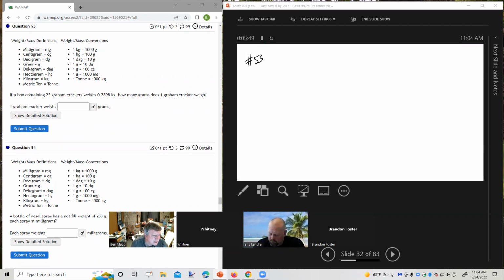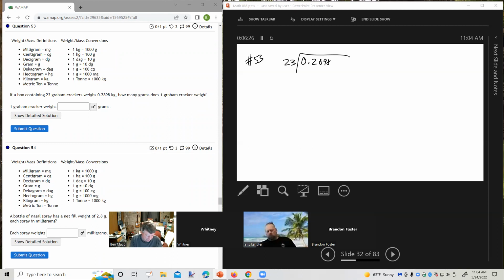53. The box containing 23 graham crackers weighs 0.2898 kilograms. How many grams does 1 graham cracker weigh? All right, so now we know the total weight of all 23, and we want to know the weight of 1. So if we take 0.2898 kilograms, we can convert it into grams first or second. I'm going to do it second. So I'm going to divide that by 23.